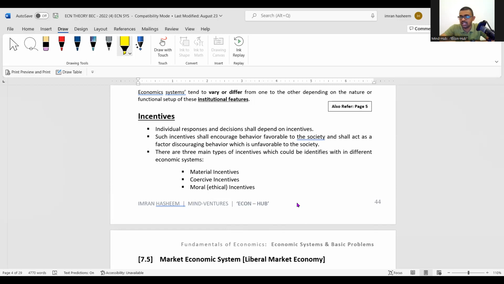There are three types of incentives you will find in any economic system. In some economic systems, one type can be more dominant or strong than the others. Accordingly, we categorize the economic systems. So the main incentives we have to work with are three types: material, coercive, and moral. You can see them there. I'll take you guys as an example and explain this.